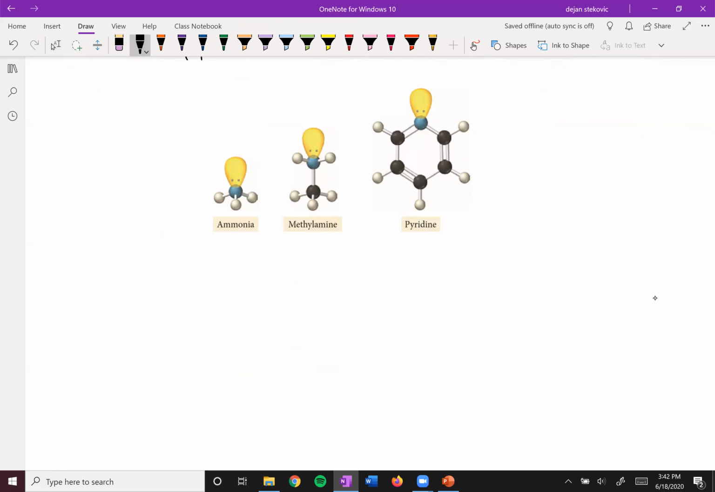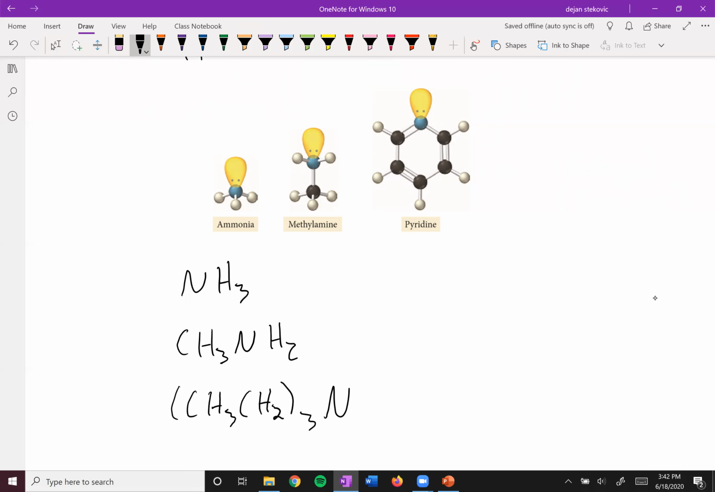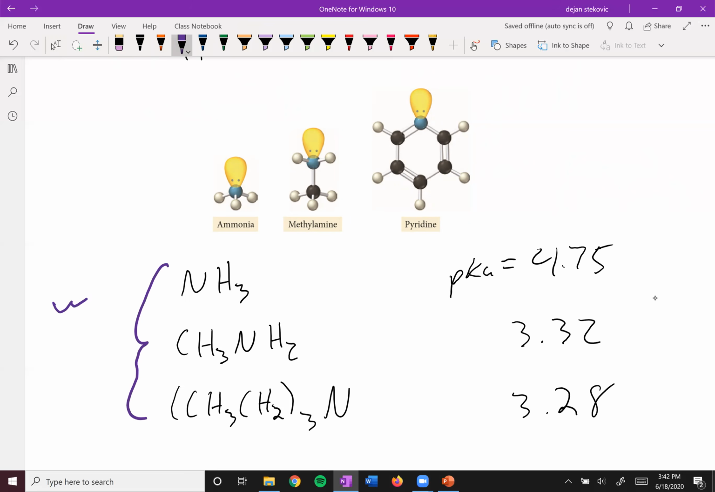So just to give you some kind of numbers here, this NH3, CH3NH2, and then one more, CH3CH2, three of these, N, right? You can give these pKa values. This one is 4.75, 3.32, and then 3.28. So they are all weak acids, or weak bases. They are all weak bases.